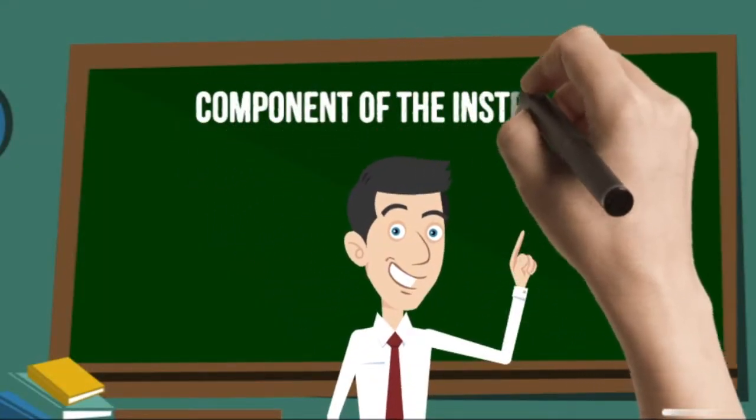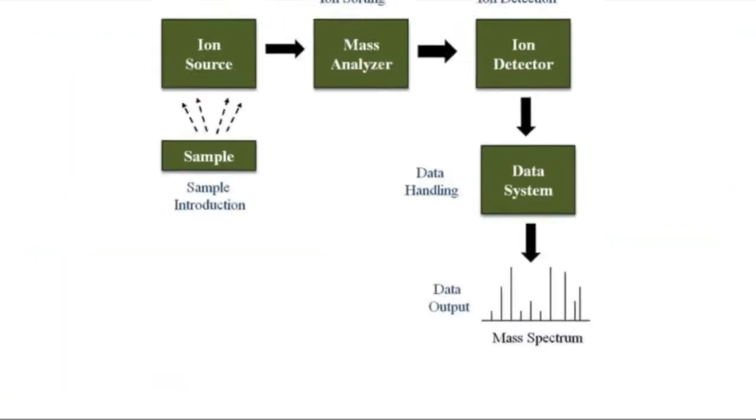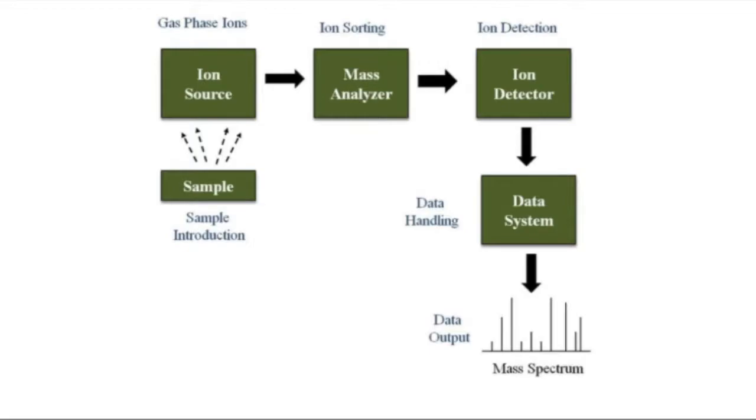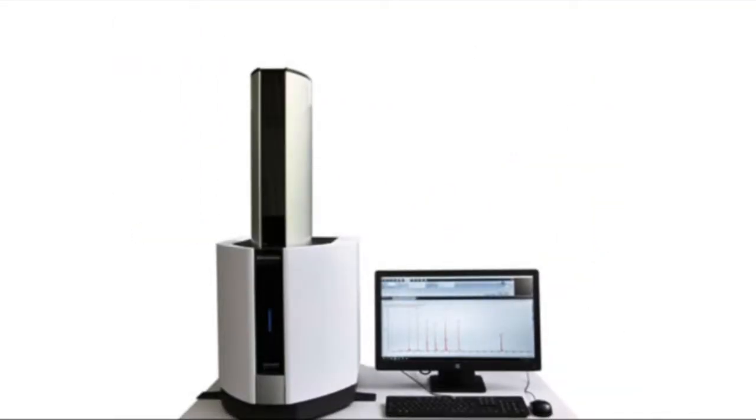Next are the components of the instrument. These are the main components of MALDI-TOF mass spectroscopy, which consists of sample introduction, ion source, mass analyzer, detector, and signal processor. This is an example of the actual machine.